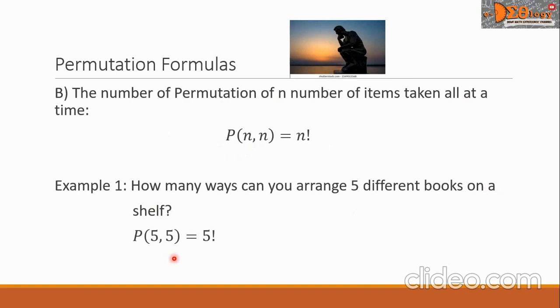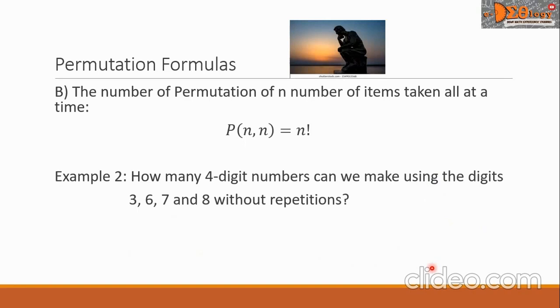So this is equal to P of 5, and that is equal to 5 factorial. And we know the 5 factorial is 5 times 4 times 3 times 2 times 1. And the product is 120. So we have 120 ways to arrange 5 different books on a shelf. This is our final answer.